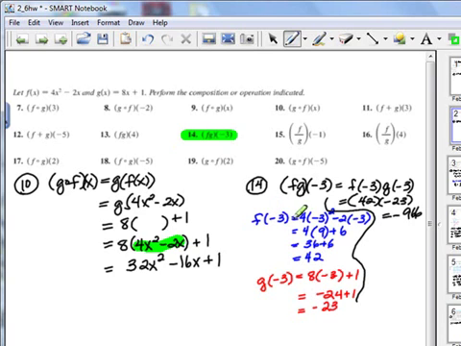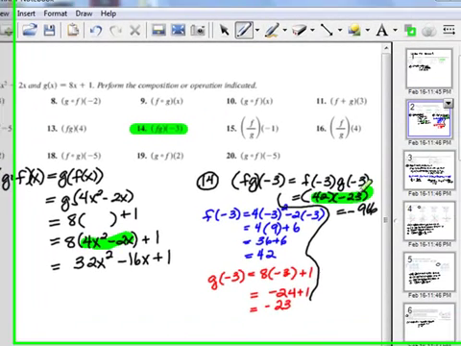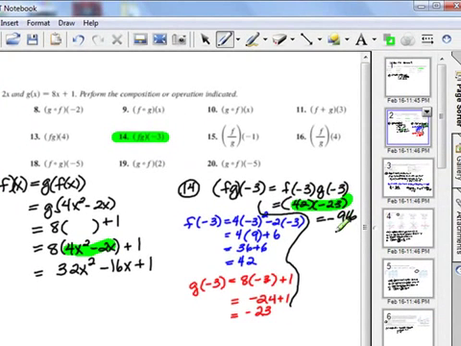So if we do f of negative 3, we get 4 times negative 3 squared minus 2 times negative 3. Applying order of operations gives us 4 times 9 plus 6, or 36 plus 6, which is 42. G of negative 3 is what? Yeah, we have to do 8 times the value we plug in, so 8 times negative 3 plus 1, which is negative 24 plus 1, or negative 23. So now we can multiply those two values together to get 42 times negative 23, which is negative 966.